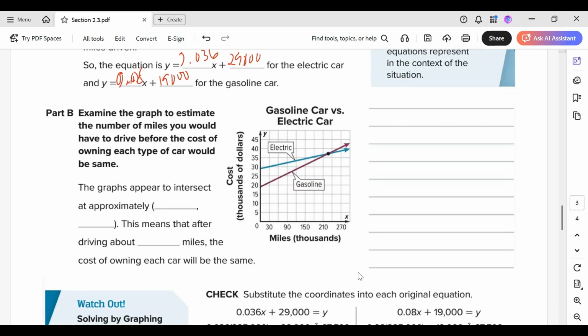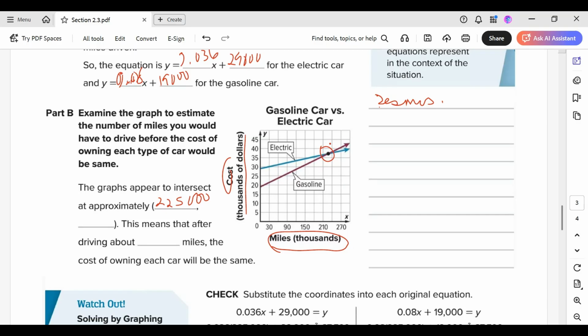In part B, they want us to estimate the cost, and they did draw our graphs for us. So we're interpreting what they have. Notice that the x-axis says miles in thousands, and your cost is in thousands of dollars. So when they intersect, they're intersecting at this point right here. So you're going to approximate an answer. Using the Desmos graphing calculator, you can plug in both equations, and it's going to give you an exact spot. And it says it's at 225,000 miles.